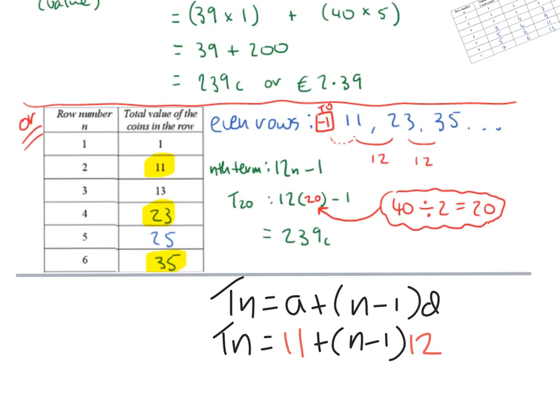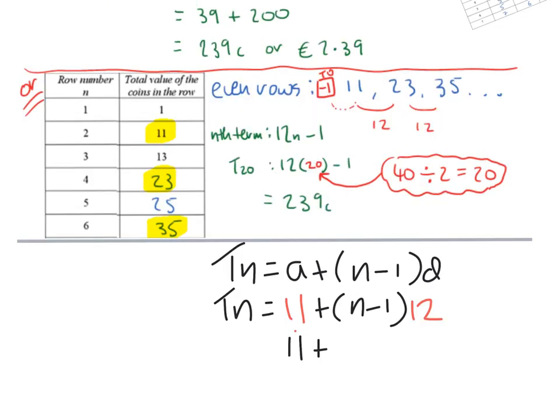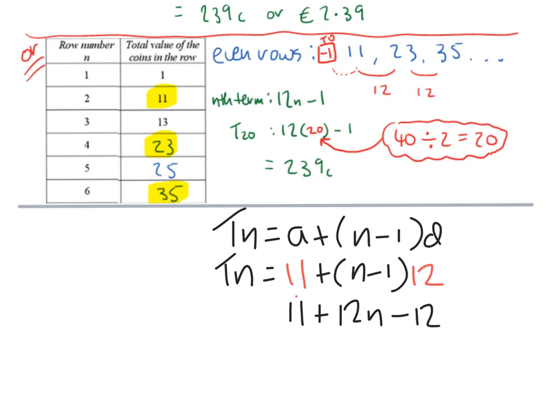So next we simplify. We're going to bring down the 11 and the plus, and then we're going to multiply out our brackets. So n multiplied by 12 is 12n. And minus 1 multiplied by 12 is minus 12. So now we're going to simplify a bit more. So we can bring down the 12n. And 11 minus 12 is minus 1. So Tn, again, is equal to 12n minus 1, which is what we've worked out here.